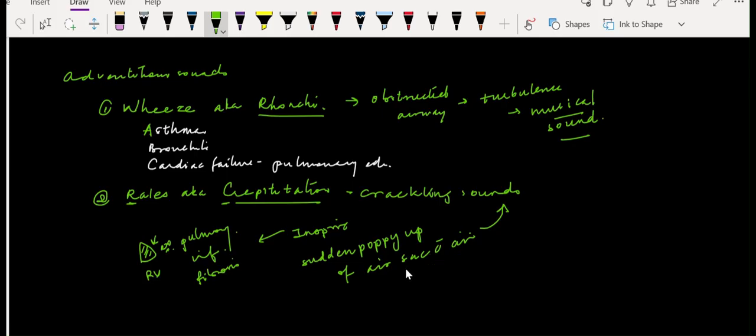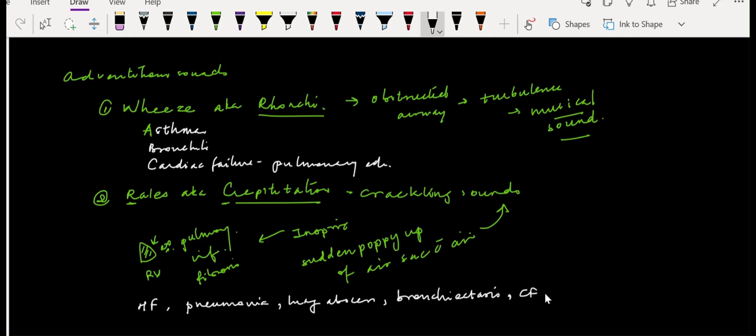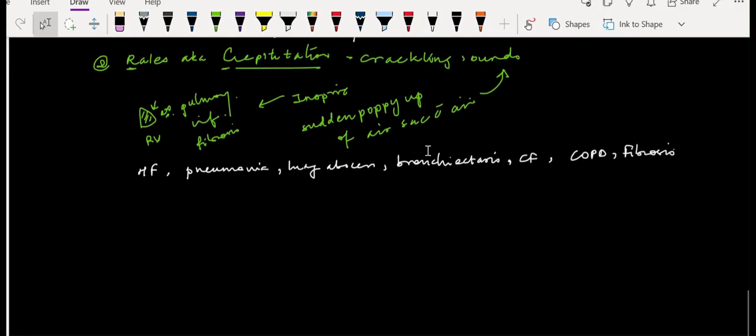Now, the causes are, again, as I've told you, left heart failure, consolidation and inflammatory exudates in pneumonia, inflammatory exudate associated with infections like a lung abscess cavity. It can be associated with bronchiectasis or cystic fibrosis, where there is a lot of exudate, and can be seen with COPD, with fibrosis, and these have some specific different characters. So what are the characters? Let's talk about them. Whenever it's associated with fibrosis, these crepitations are going to have a late inspiratory character. Late inspiratory, that means towards the end, in the alveolar phase, we are going to hear it. Something which is late inspiratory can be associated with fibrosis, and can also be associated with heart failure or pulmonary edema. So even pulmonary edema has a late inspiratory rale.